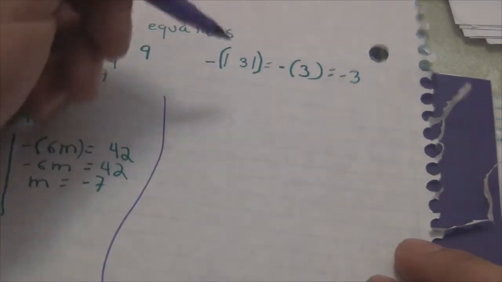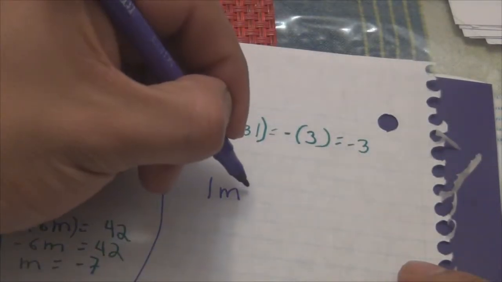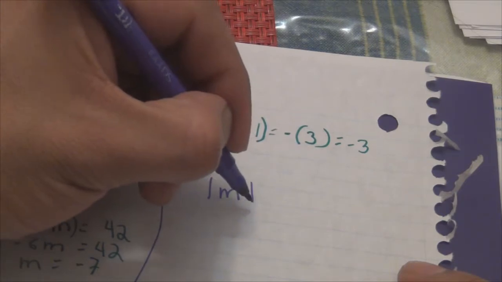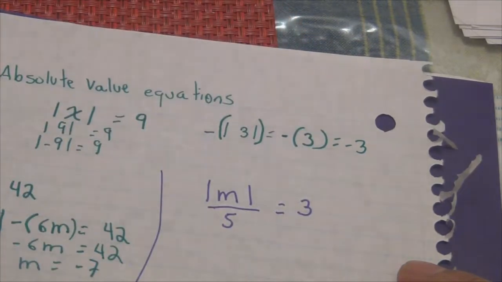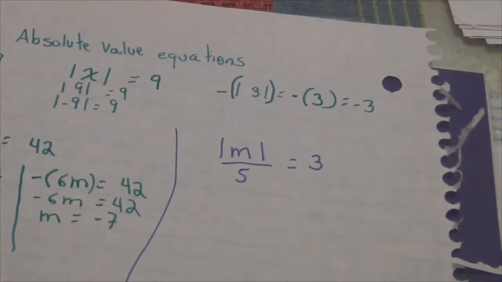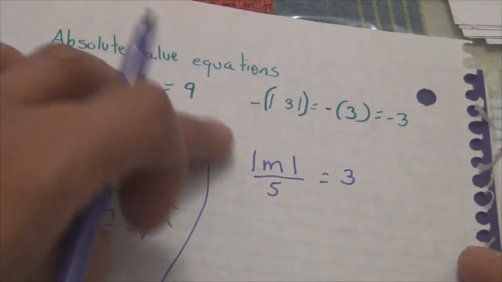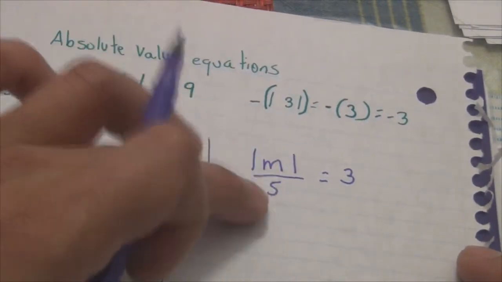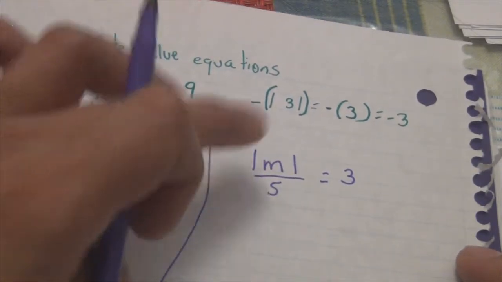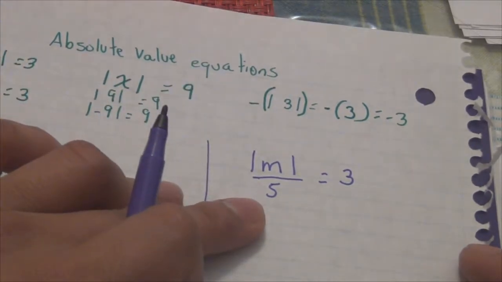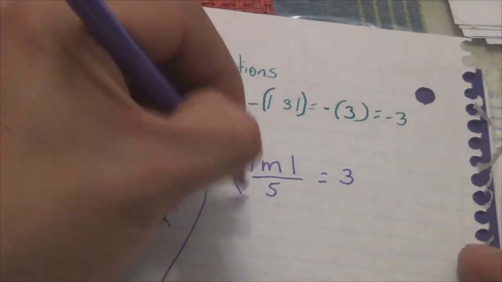All right, absolute value of m divided by 5 is 3. So what do I know here? I know that the absolute value is not by itself. The whole thing is not within the absolute value bars. It's just the m. So the 5 is dividing the variable. So what am I gonna do? I need to get rid of this denominator. How? I just have to follow the golden rules.